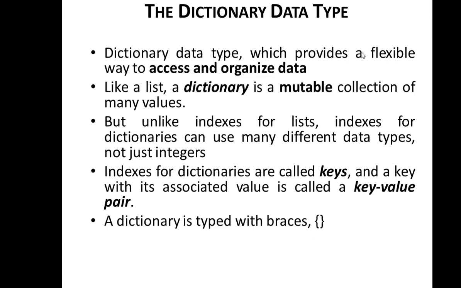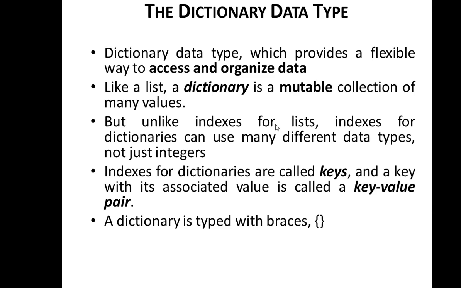A dictionary is a data type which provides a flexible way to access and organize data. Like lists, dictionaries are also mutable collections of many values. In previous sessions we have seen tuples, we saw lists, and this is the third type of data type we are seeing, that is a dictionary. Dictionaries are mutable like lists. But the main difference between a list and a dictionary is that this is more organized. It provides us a more flexible and more organized way of accessing the data.